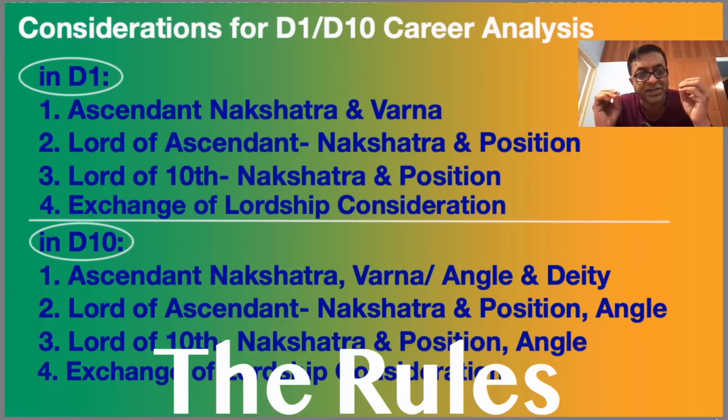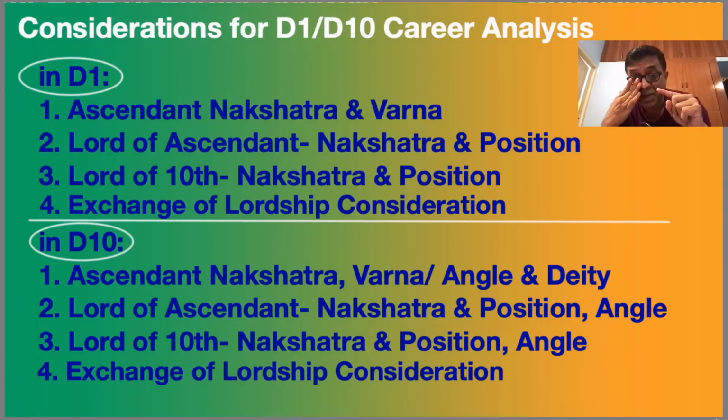In D10, what are the considerations? The above 4 are for natal chart. In D10, number 1, ascendant nakshatra, varna, and the angle and the deity. Remember, we spoke of this in the entire 27 nakshatras, right? So, angle and deity we will be seeing actually in the actual charts of real people now. Number 2, the lord of the ascendant, nakshatra, position, and angle, and the deity. Okay, we'll have to see all of this and how this plays out, even just considering the ascendant lord, 10th house lord, angle itself becomes so complicated.